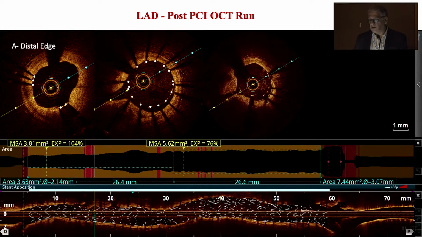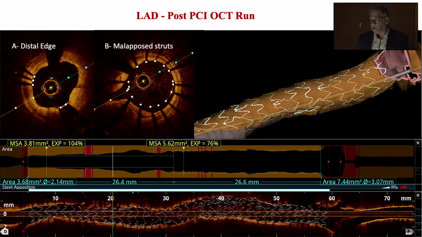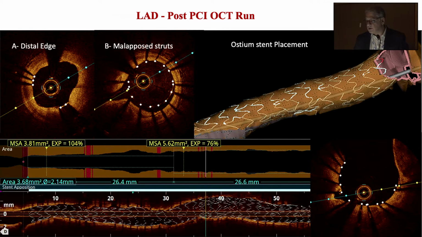Distal edge is very good. Some malapposition here, which again we tidied up, and the most heartening thing is the placement of the proximal stent. It's bang on at the ostium of the LAD without too much protrusion.